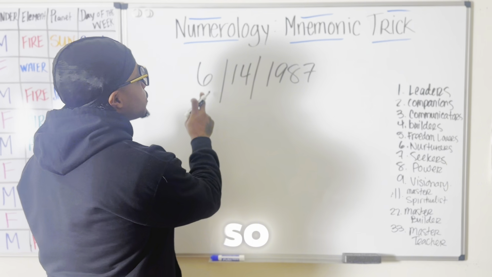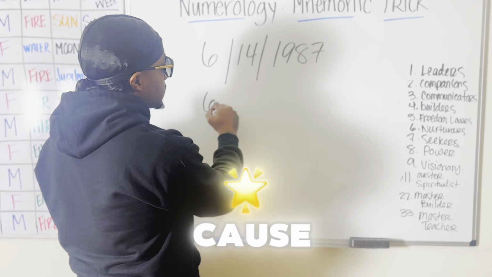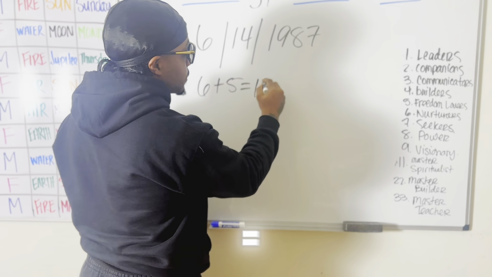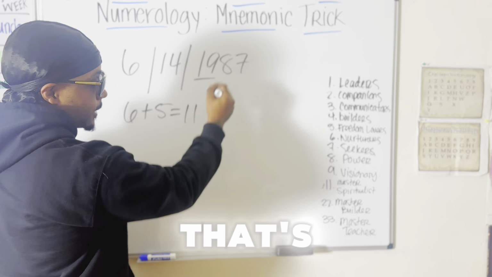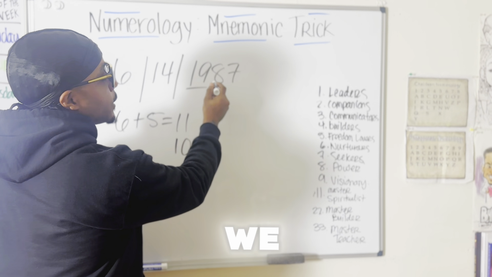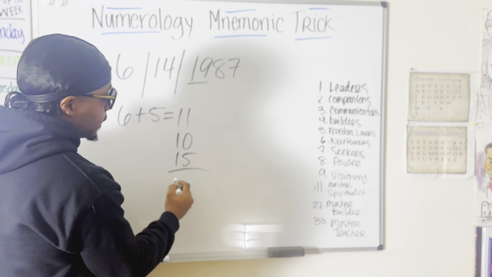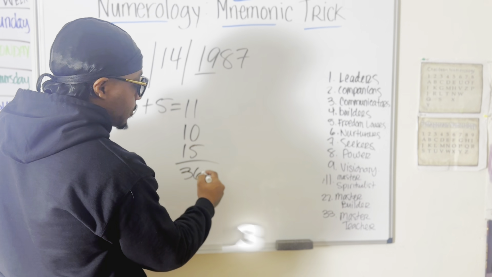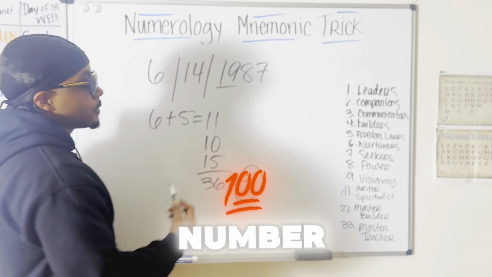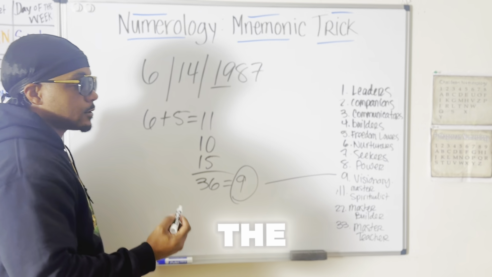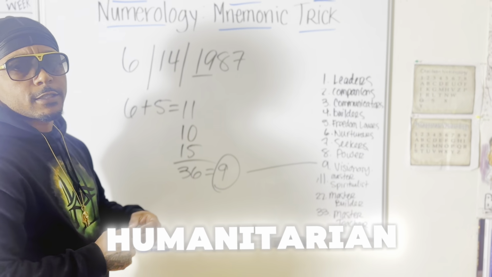All right. So now we have 6, 7, 8, 9, 10, 11. Because 6 plus 5 equals 11. Then we have 10 right here, from the 1 plus 9, that's 10. And then we have 8 and 7, that's 15. So what do you get? 36. 3 plus 6 equals 9. So my life path number is a 9. That's connected to the visionary, or many numerologists link that to the humanitarian number.